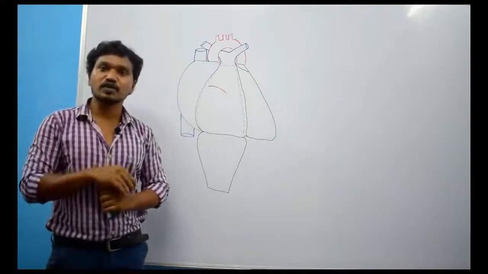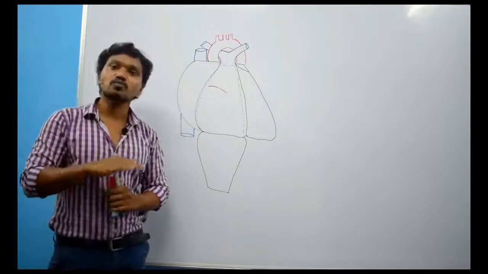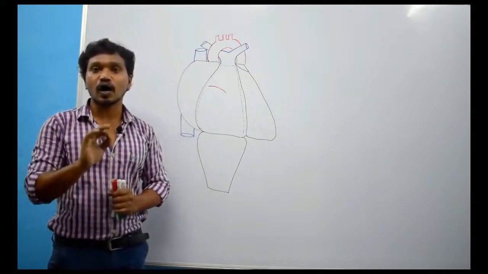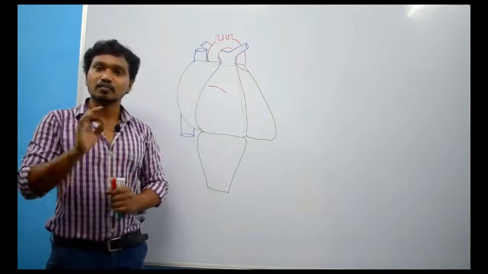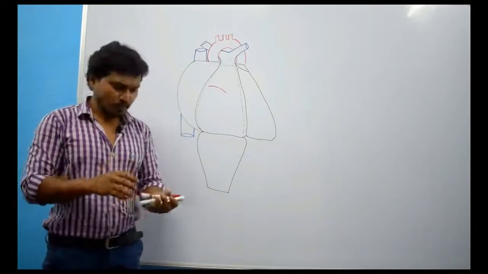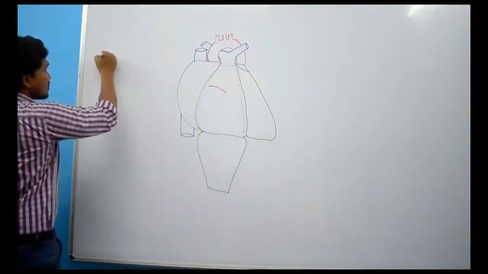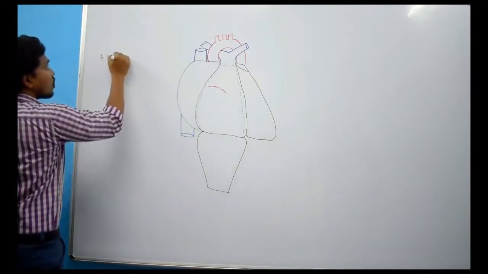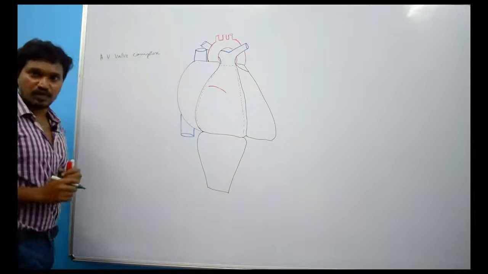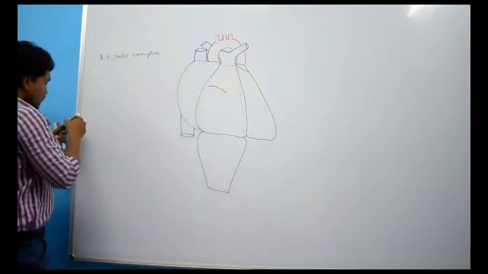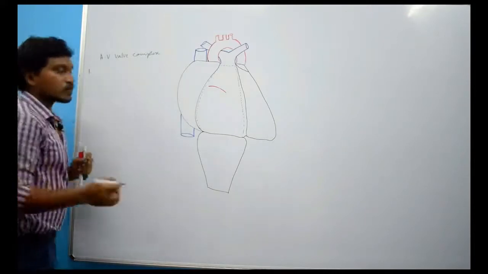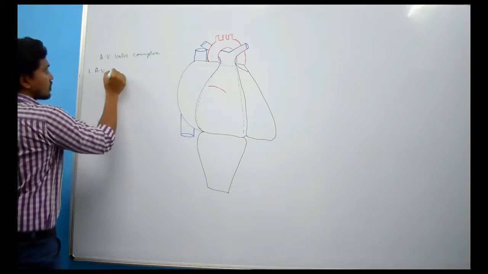This atrioventricular orifice contains a valve. That valve we call the tricuspid valve complex. This complex is made up of different parts. We will discuss them one by one so that it will be very easy. First, this is the atrioventricular valve complex. In this, there will be different parts. What are those? First one is the atrioventricular orifice, AV orifice.